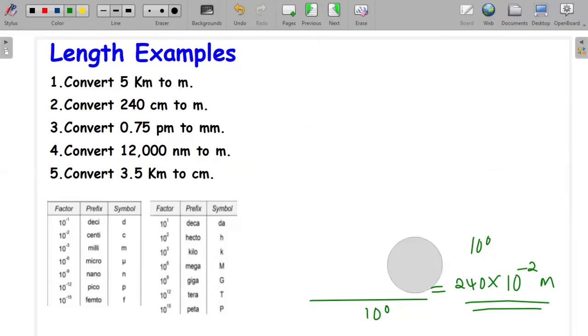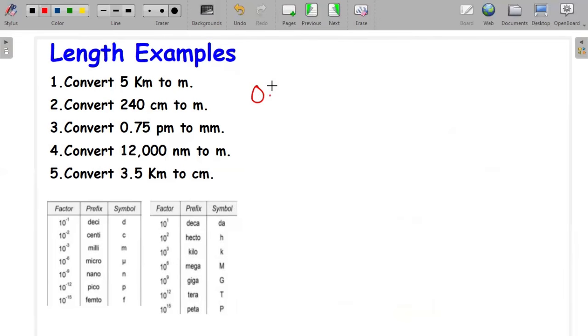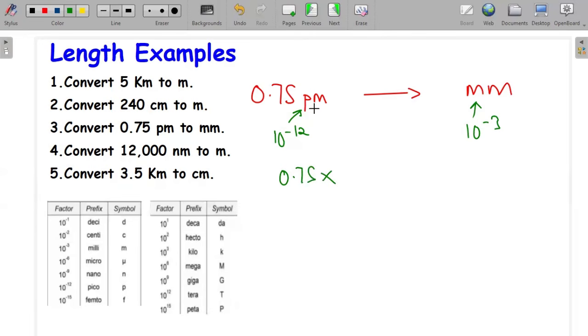So part 3, we have 0.75 picometers. We're converting this to millimeters. The first thing, identify the prefixes that you have. The pico is the same as 10 to the power minus 12, and the milli is the same as 10 to the power minus 3. So what we have here is 0.75 multiplied by the pico, 10 to the power minus 12, divided by 10 to the power minus 3, the prefix where we are going.